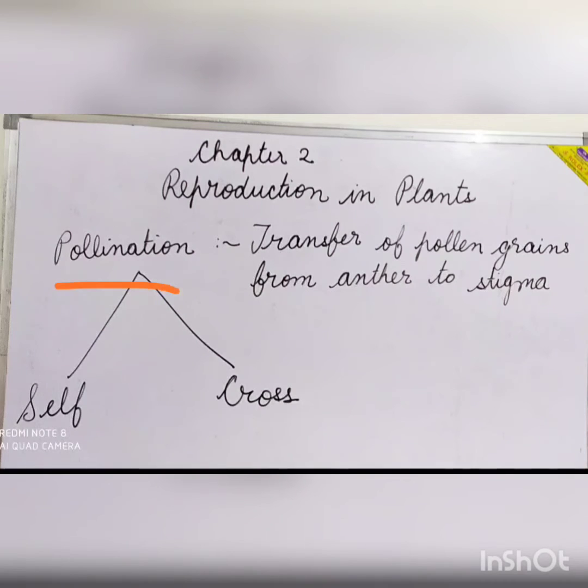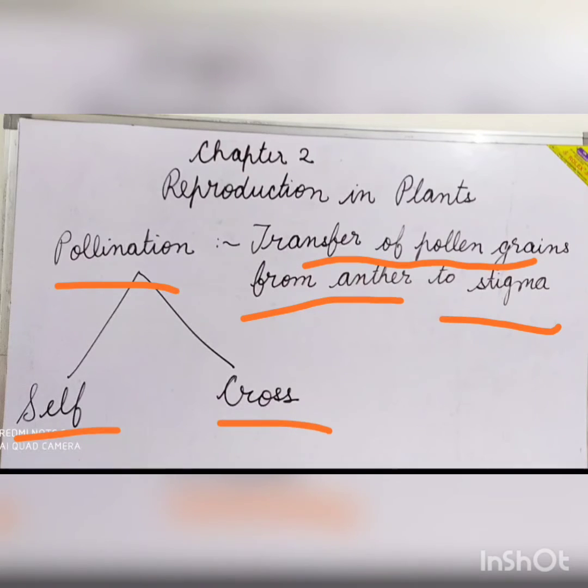Pollination. Pollination is the transfer of pollen grains from anther to the stigma of a pistil. All the flowering plants are amazingly adapted to achieve the pollination. Pollination is of two types: self-pollination and cross-pollination.